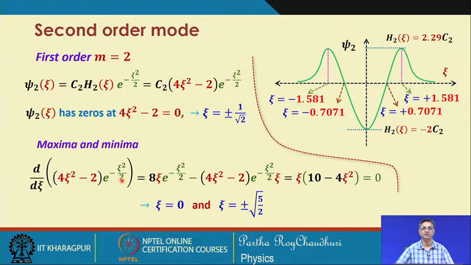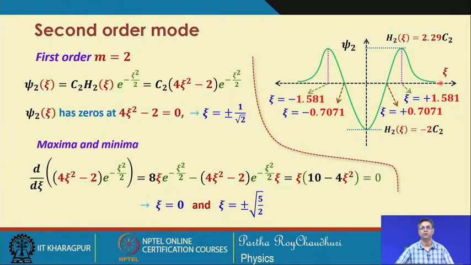So, we differentiate this expression, which will give you this possibility that xi into 10 minus 4 xi square equal to 0. So, either xi equal to 0 will give you this condition, which is a minima. If you put it back into the main equation, you will get the condition for minima, and if you take 10 minus 4 xi square equal to 0, you will get this condition, because in that case xi equal to plus minus under root 5 by 2. So, you get these two conditions.